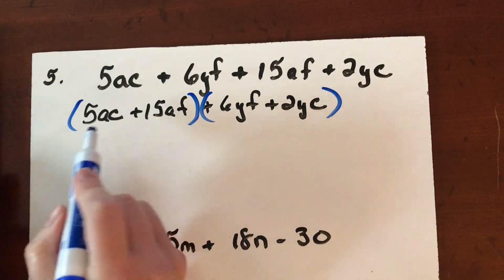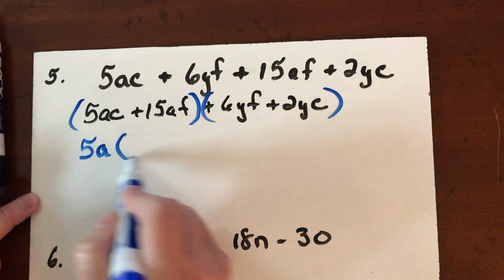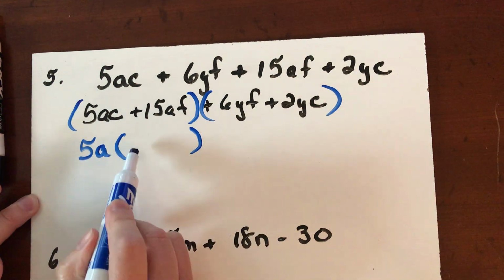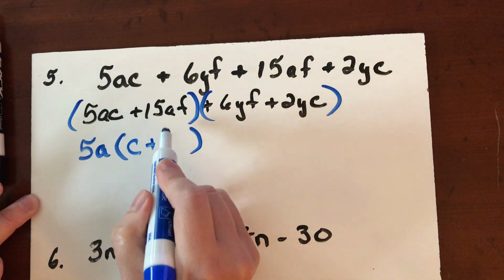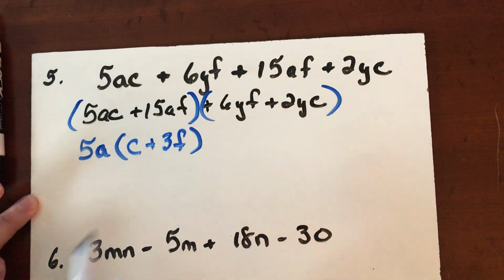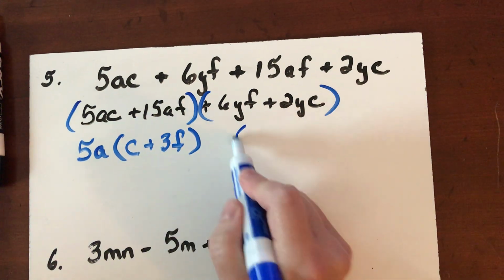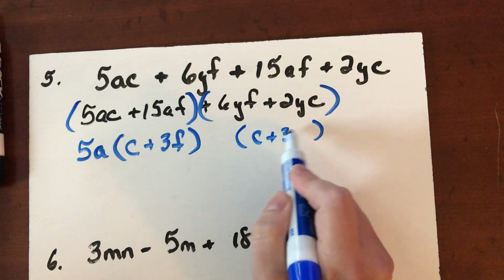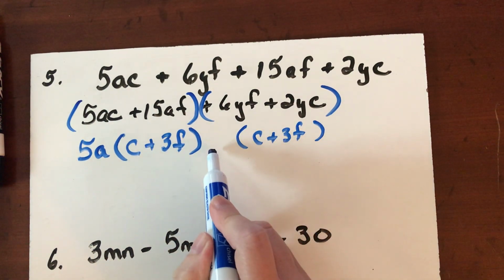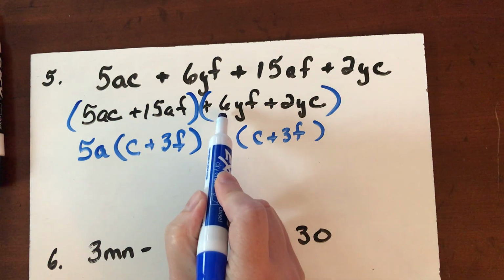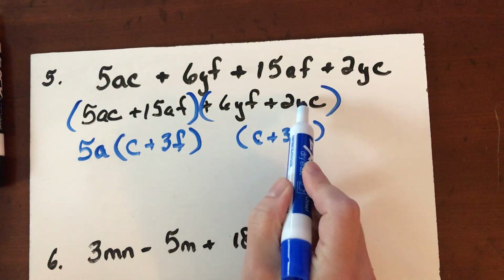And what's the GCF of 5 and 15? 5. What about AC and A? They both have an A in common. Okay. So now 5A times what is 5AC? C. Plus 5A times what is 15AF? 3F. Okay. Now, look at this. I know they're going to be the same. So I'm going to go ahead and put the C plus the 3F. We're going to work backwards. C times what? Uh-oh. Now look, it doesn't match this one, but it matches that one. So what I'm going to do is I'm just going to deal with this one first.